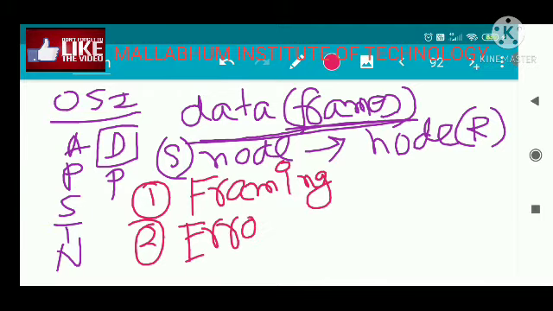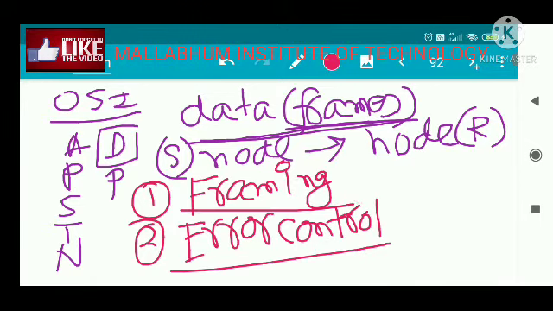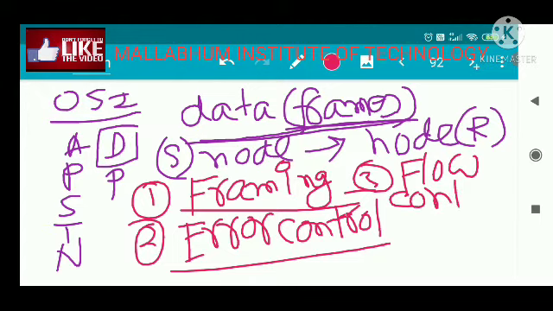Now error control is a very vital part of the data link layer, and we have also discussed some of the error detection mechanisms. Error control is not only error detection, it is also correction, but we have not yet discussed the error correction mechanism. We will discuss error correction, that is the Hamming code, in a later section. The third service provided by the data link layer is flow control. That is the topic of interest for today.